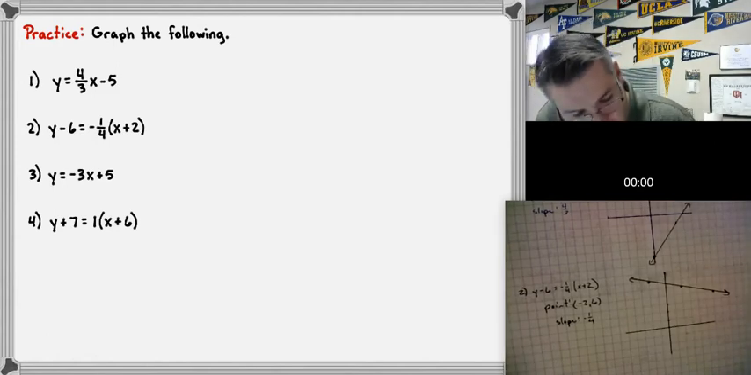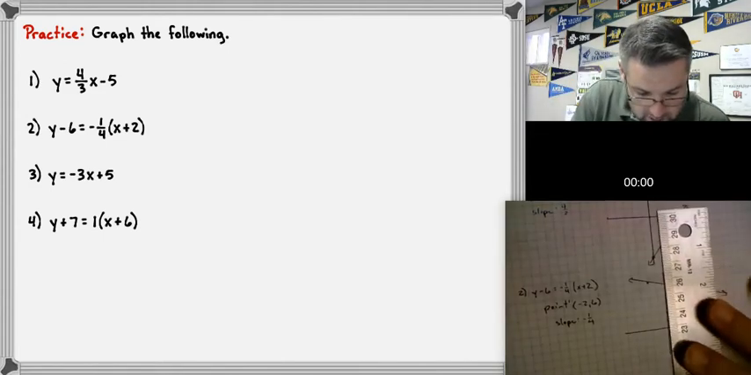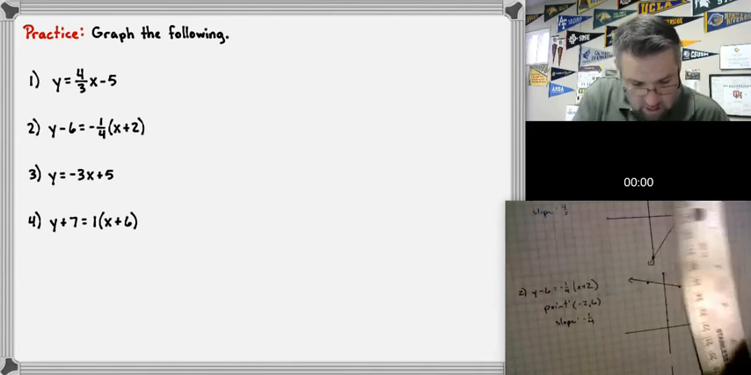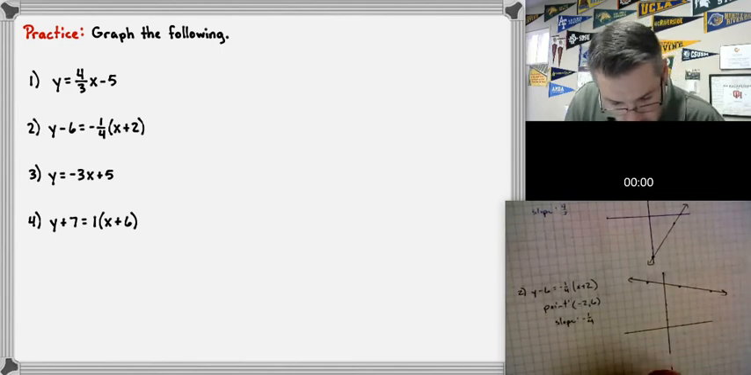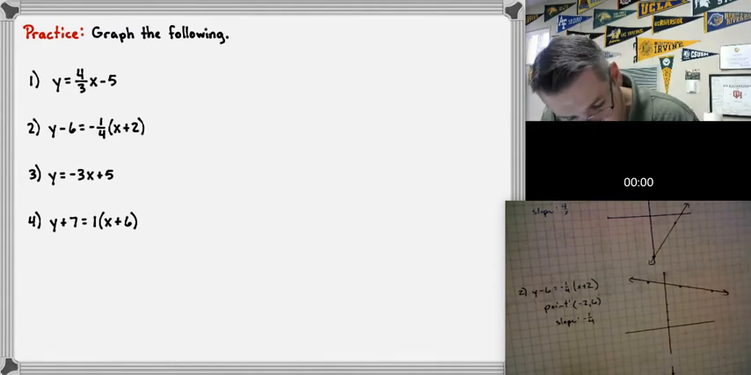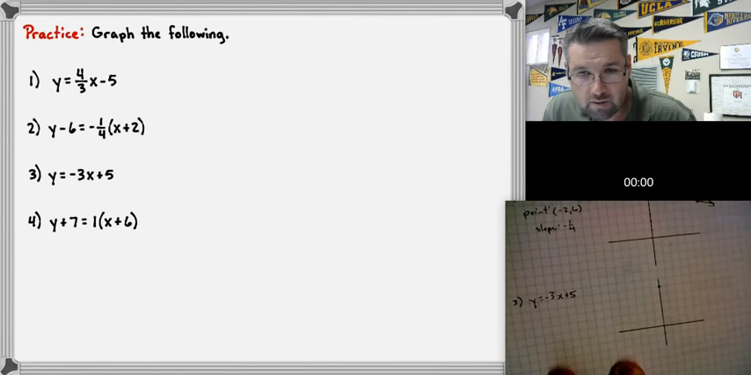For number 3, we've got y equals negative 3x plus 5. I'm going to just skip over writing things down. Hopefully you've identified the y-intercept and the slope. But the y-intercept here is 0, 5, so I'm going to go up 5, and then I'm going to follow the slope. Well, oops, can't see that on the camera here.